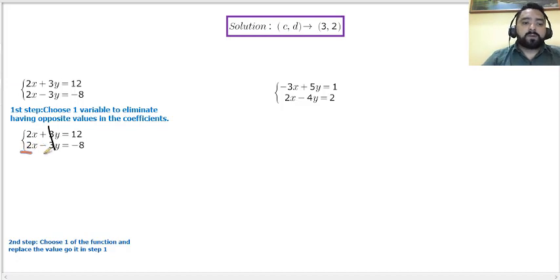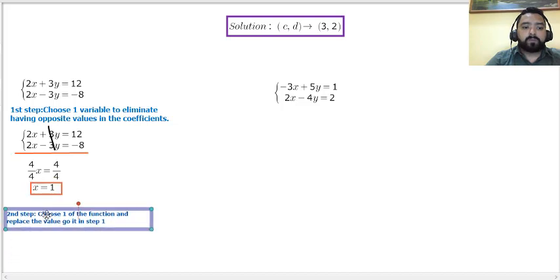Look at this, because 3 minus 3 is 0. And we're going to work just with the rest of the variable. So in this case, I chose y to eliminate. So 2x plus 2x is going to be 4x, and 12 minus 8 is going to be positive 4. Then we divide both sides by 4 to have the value for x. And 4 divided by 4 is 1, so x equals 4 divided by 4, which equals 1. And we got the value for x, so it's going to be 1.